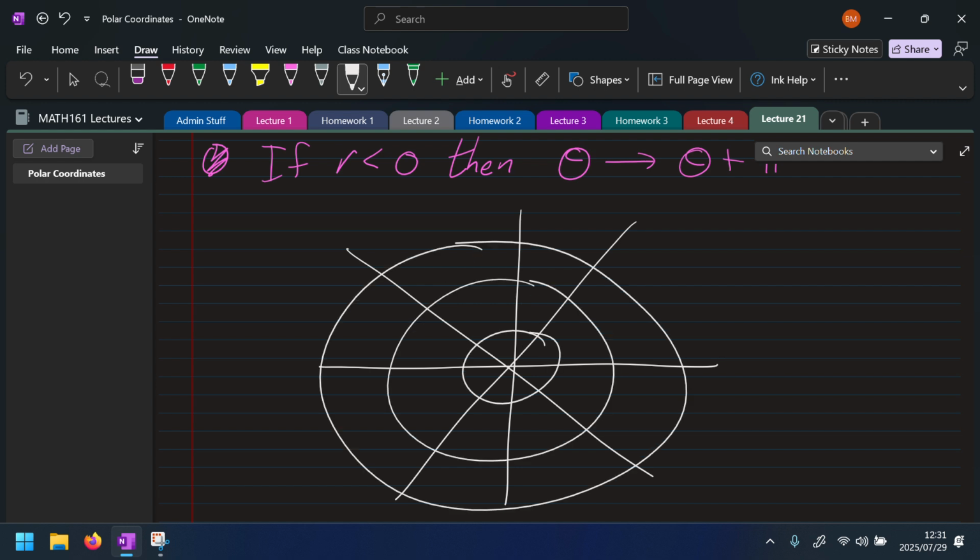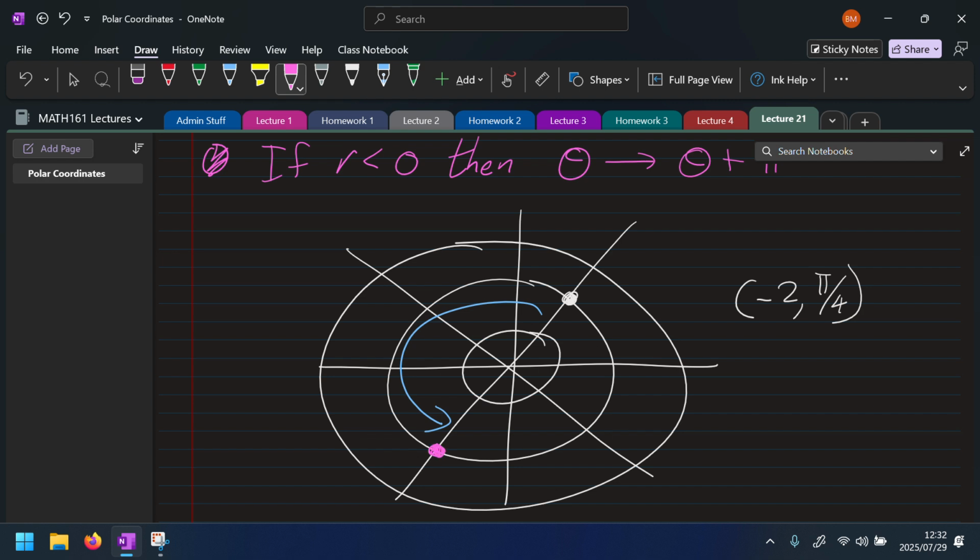Okay, so we have our coordinate system. Let's say we're trying to plot the point (-2, pi over 4). For whatever reason, we ended up with this point that we needed to plot. We see that the radius is negative. If the radius was positive, we would be somewhere there. Okay, radius 2, angle pi over 4. But since the radius is negative, we need to flip over 180. And the point is now there.